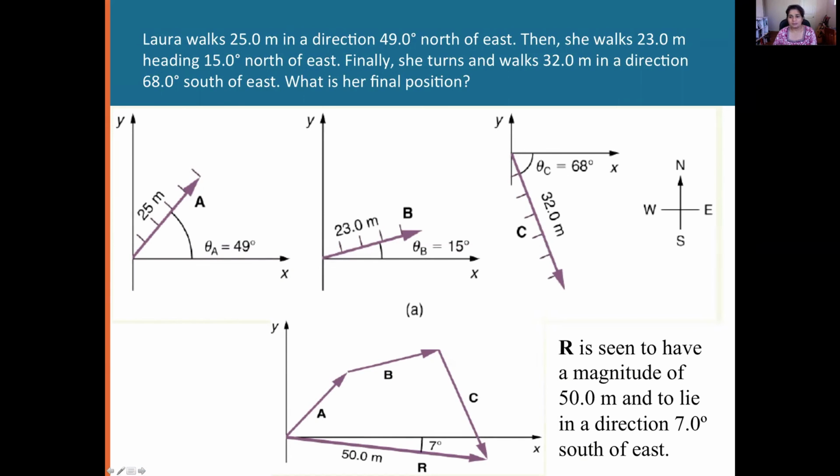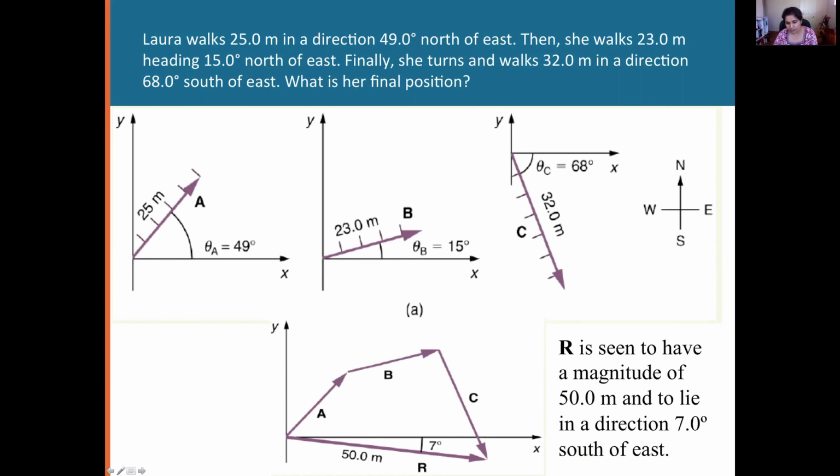Now I need her final position, which means I need to add vector A and vector B and vector C. So on my lowest diagram here, I'm going to bring them all down. I'm going to start with vector A. At the tip of it, I'm going to bring down vector B parallel to itself. At the tip of which I'm going to place vector C parallel to itself. And then I'm going to get my resultant from the starting initial position to the final position. So this is my resultant R.